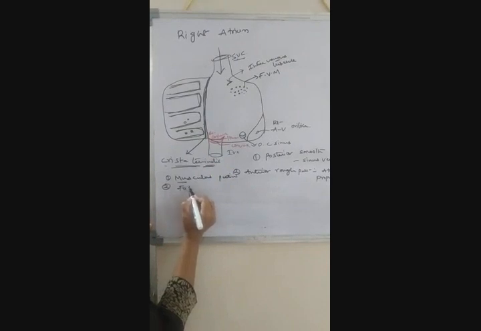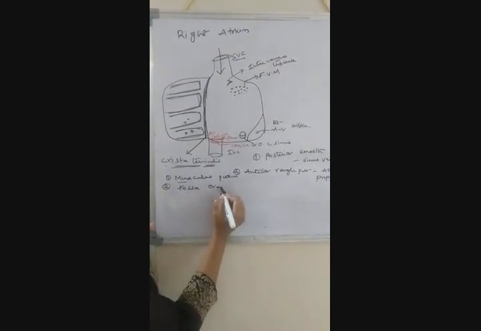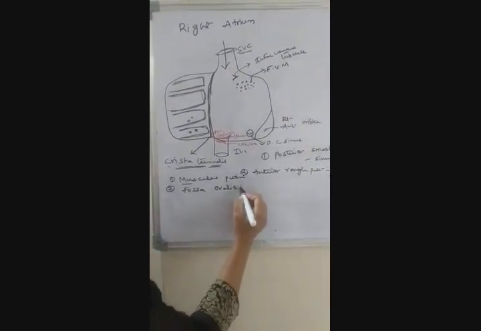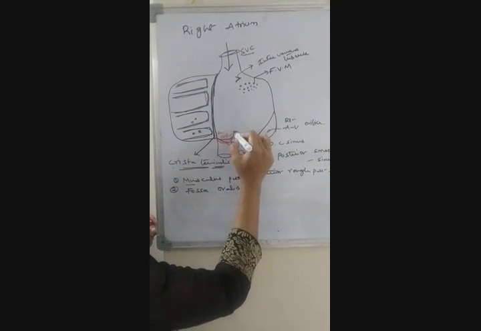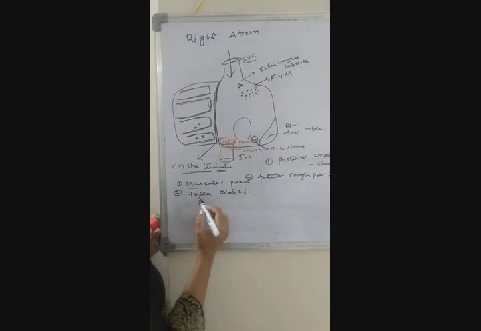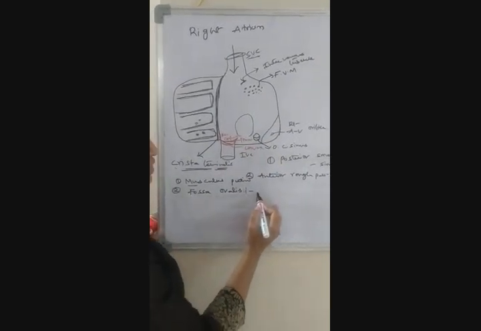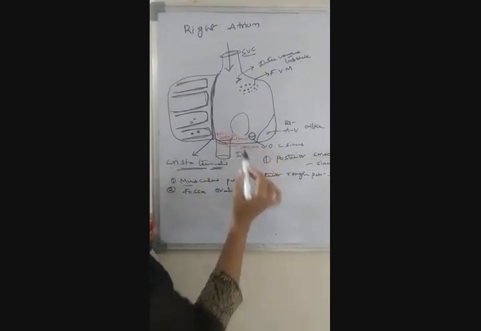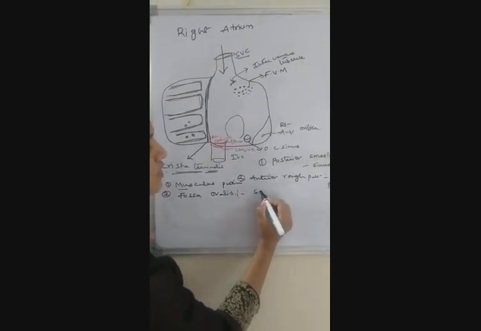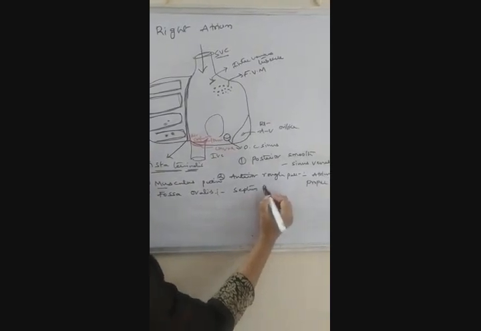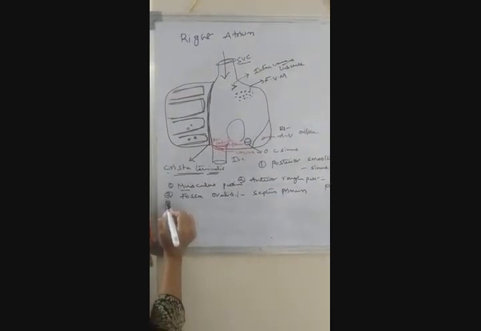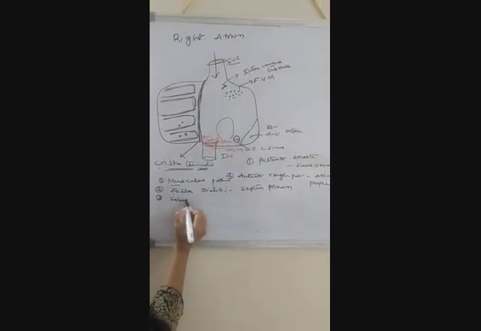the fossa ovalis. Okay, what is this fossa ovalis? It is the oval shaped depression. So here it will have the fossa ovalis. It is the oval shaped depression which is present in the lower part of the interatrial septum. Okay, it is the remnant of the septum primum.